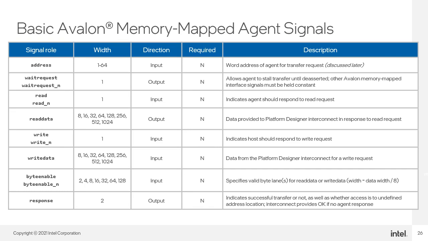The agent signaling is very similar to the host signaling. Unlike the host interface, none of the signals are explicitly required, giving you maximum flexibility when designing a custom agent component. While wait request is required to stall a host, it is optional for an agent. This is because the interconnect can stall a host automatically if needed, based on interface properties of the agent that we'll discuss shortly. By including the wait request signal on an agent interface, the agent component has a manual control for stalling a host. The address signal is optional on an agent as well. We'll see why this is in a moment.